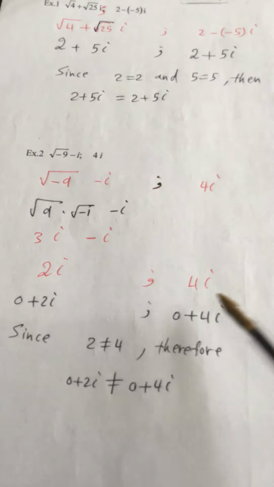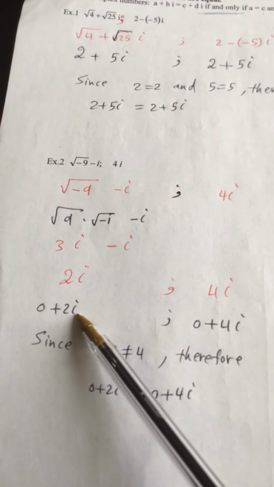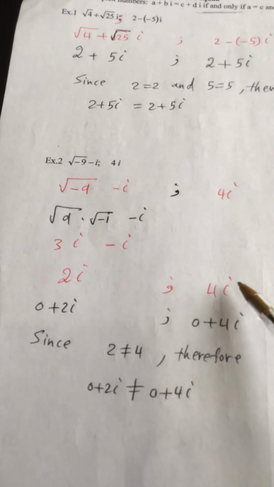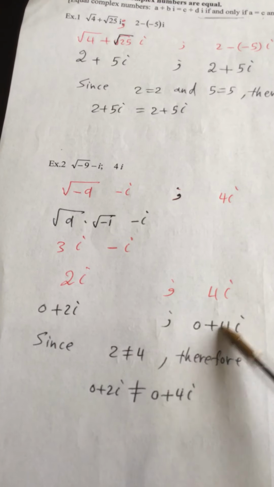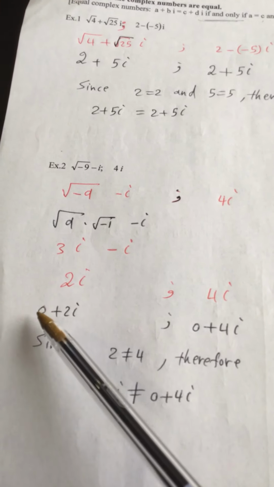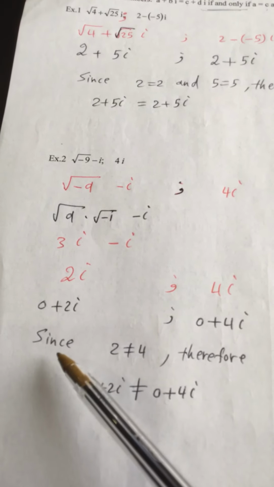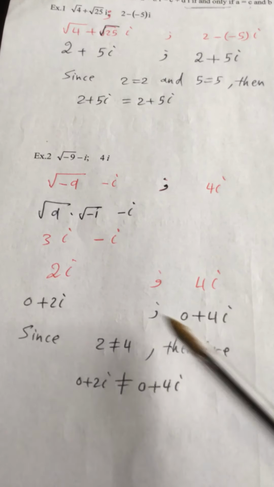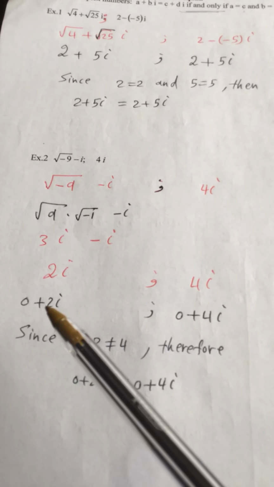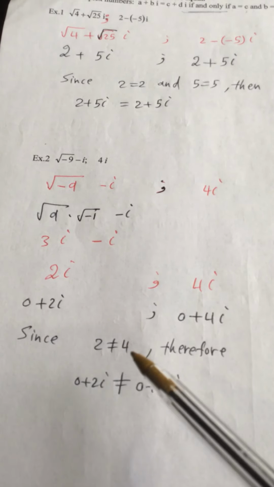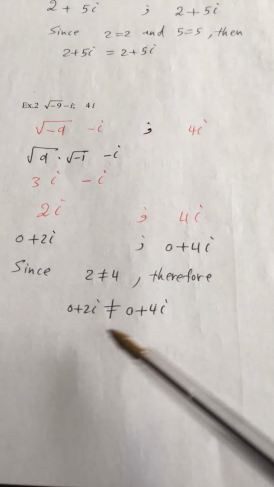So now is 2i equal 4i? So the first one, we can rewrite it like 0 plus 2i. This is complex number. The second one is 0 plus 4i. So here the real part is 0. The imaginary part is 4. While this, the real part for this one is 0. The imaginary part is 2. So now the real part is equal. So 0 equals 0. But the imaginary part is not equal. So now since 2 not equal to 4, therefore these two complex numbers are not equal.